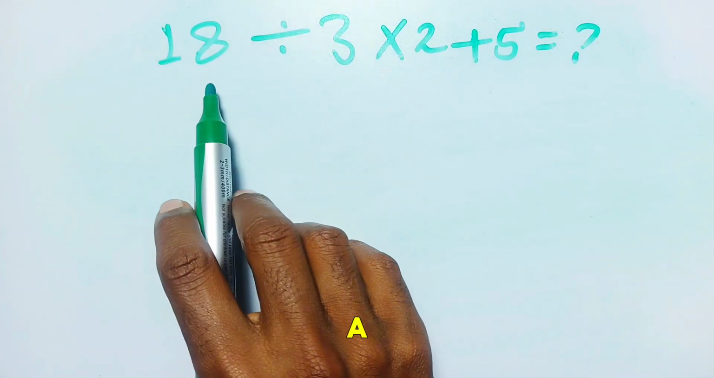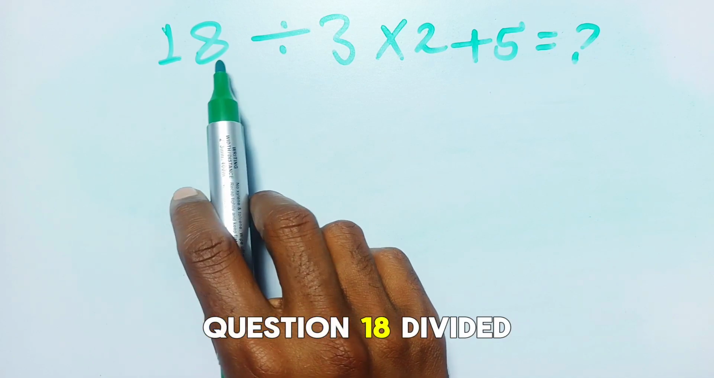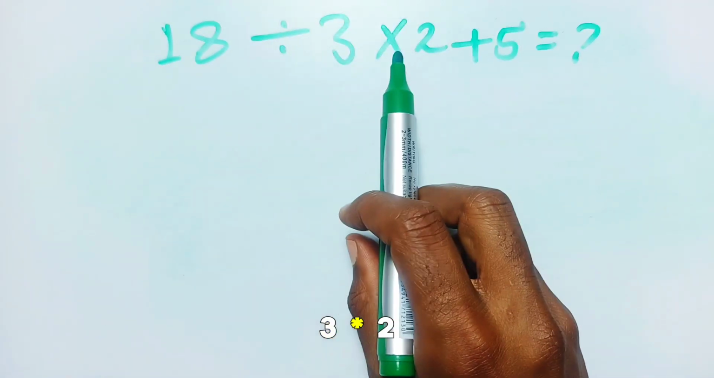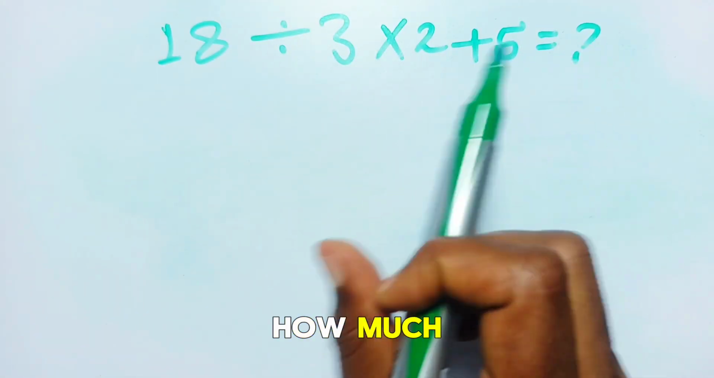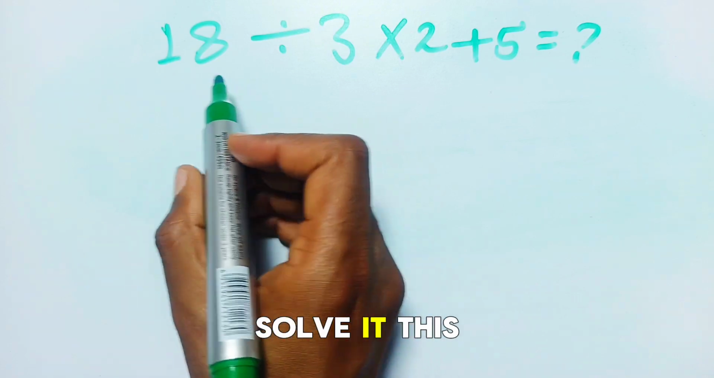Here we have a math operation question. 18 divided by 3 times 2 plus 5 is how much? So you may solve it.